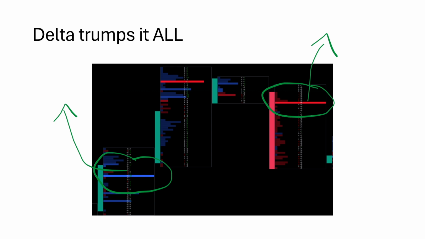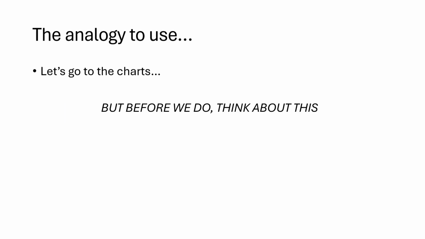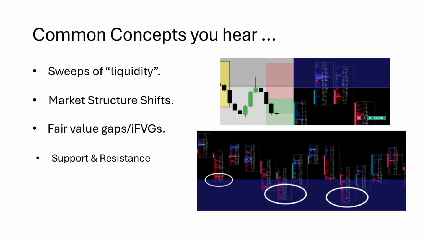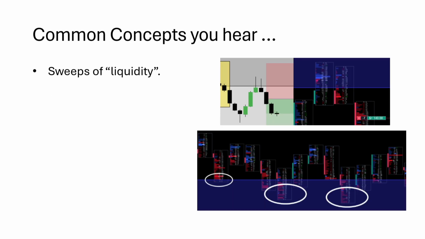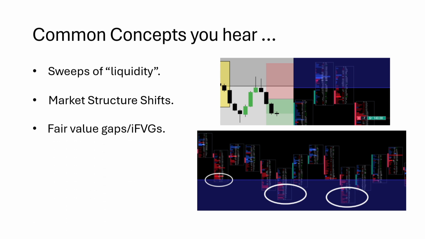So the delta trumps everything. If you're using any of these concepts over here, right? So I'm just going to go back. A sweep of liquidity, if you're using liquidity, I want you to stop. If you're using any kind of structure, I want you to stop. If you're using fair value gaps alone without any confirmation from footprint charts, I want you to stop.